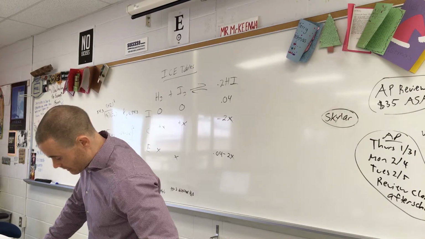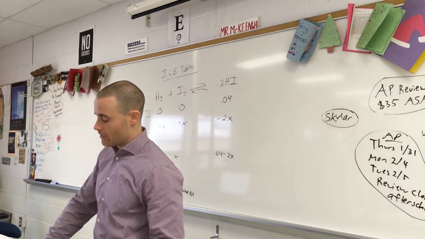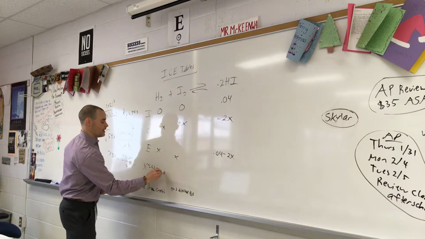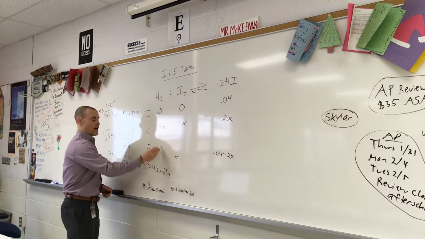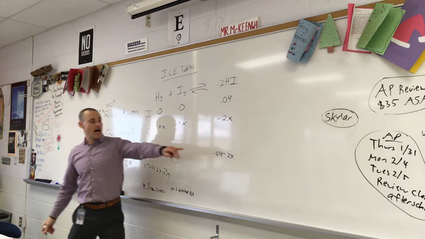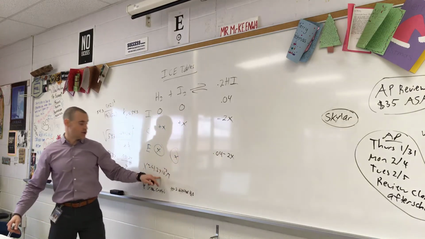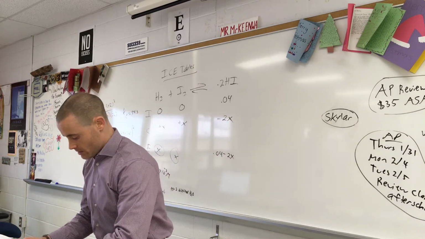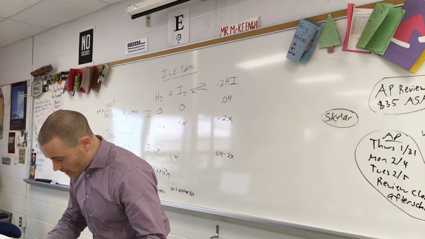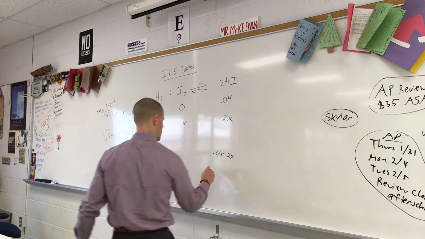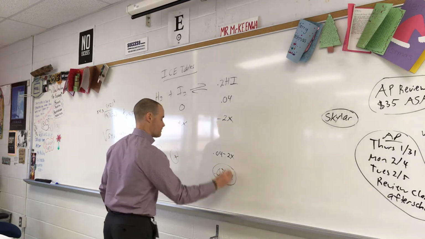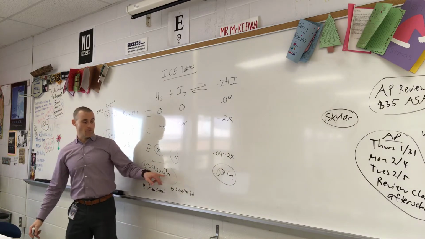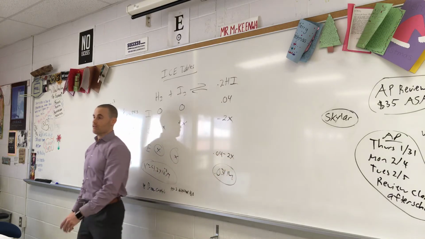What's x? 0.00, yes, 4.3 times 10 to the negative third. X is 4.3 times 10 to the negative third. So that's this and this. HI, you would have to multiply it by 2 and subtract from 0.04. So HI would be 0.031. Wait, how'd you get that? Take this number, multiply it by 2, subtract from 0.04.